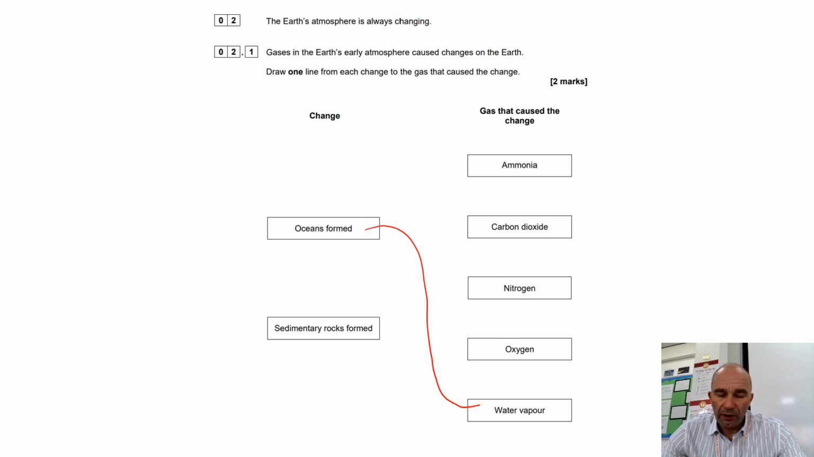Now, where do the sedimentary rocks come from? These are things like our limestone rocks, which are made out of calcium carbonate. So it's our carbonate rocks which contain carbon dioxide. Remember, we just draw one line from each change. If we do more than one line, you lose a mark straight away.